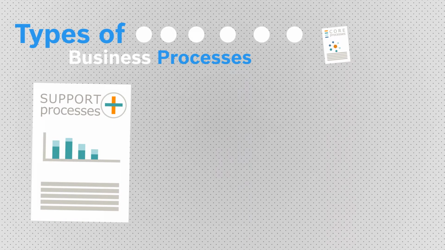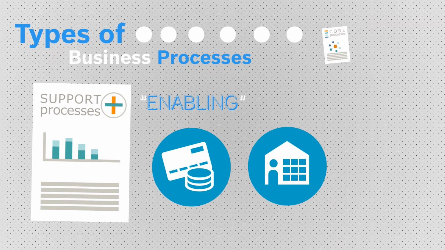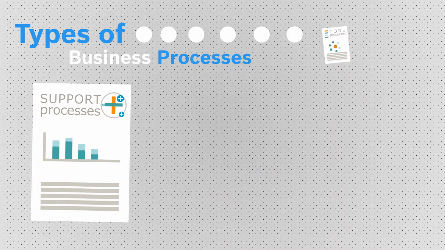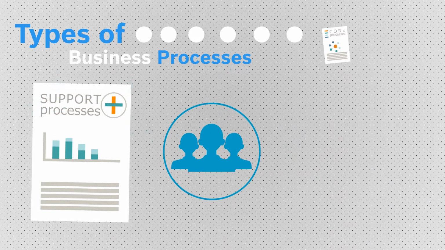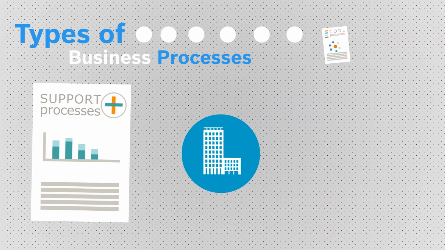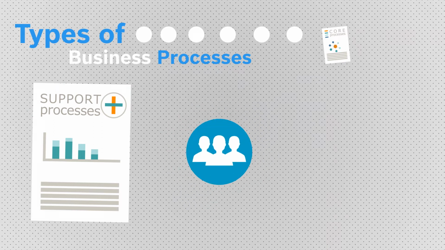Support processes, also known as the enabling processes, are processes that support the core processes by providing the resources and infrastructure required by the primary or core processes. These add value to the internal service beneficiaries of the institution and not directly to the external service beneficiaries.